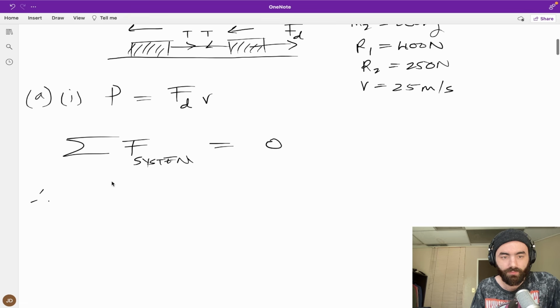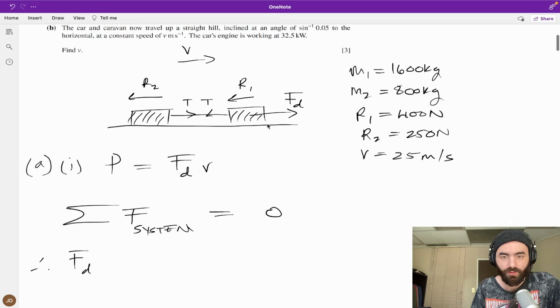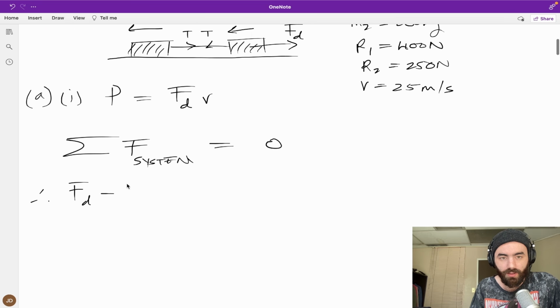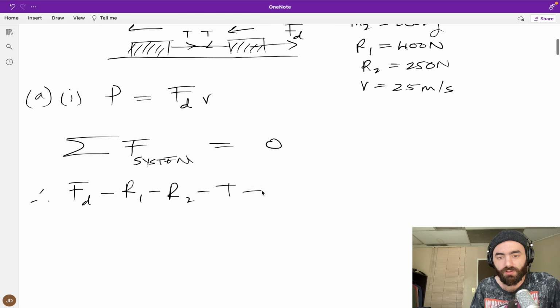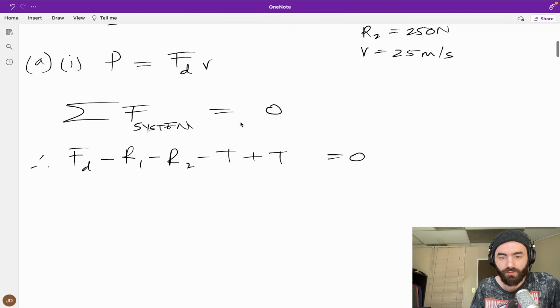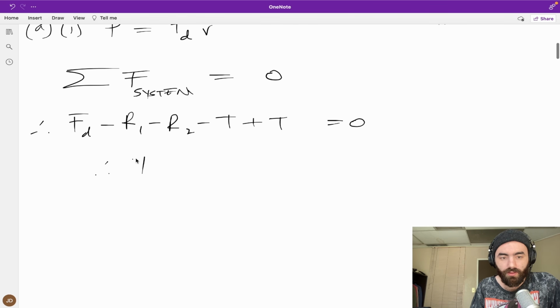So therefore we get driving force. So what are the forces? We've got the driving force minus resistance 1 and resistance 2 acting in the opposite direction. Then we also have these tensions, but they're just going to cancel out. We have one tension acting that way, the same exact tension acting that way. So tension plus tension equals 0. Those tensions will cancel out, and we just get, therefore, FD equals, we take all these over, T and T will cancel, R1 plus R2. That equals 400 plus 250.